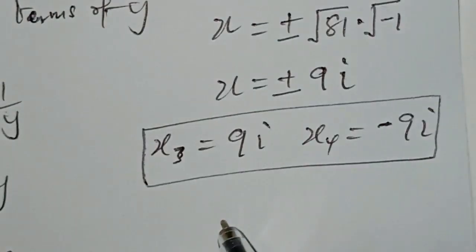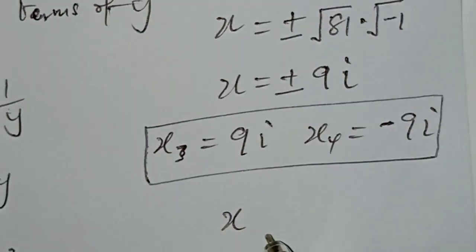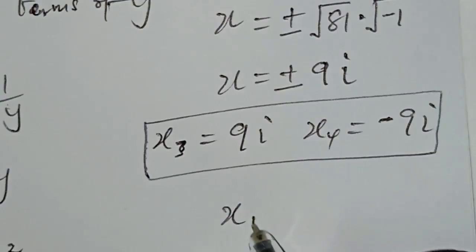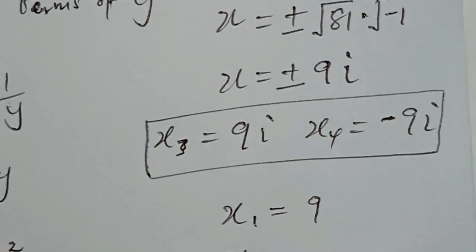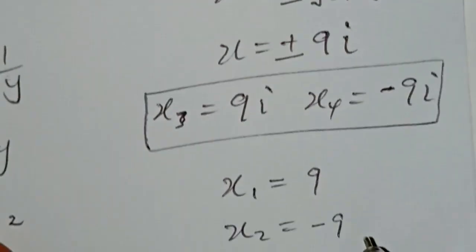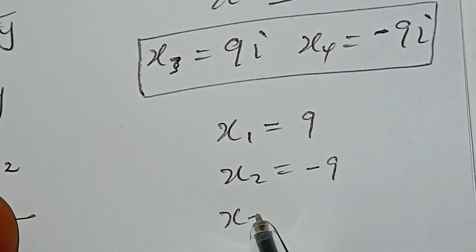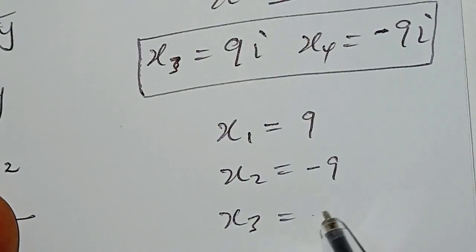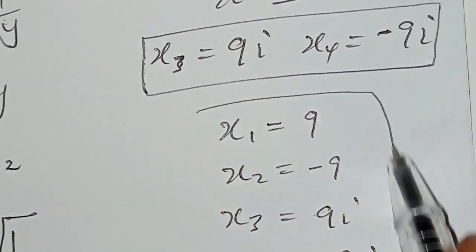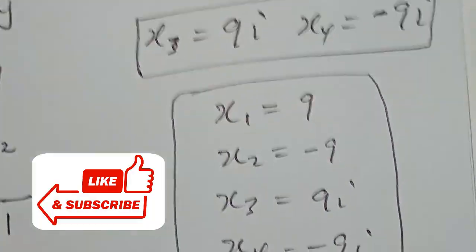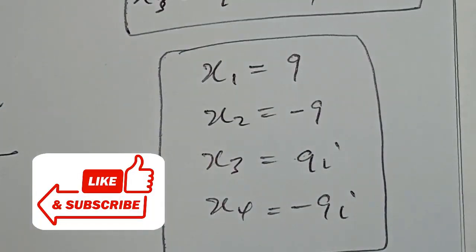So it means that our values of x for the shortcut are also given as x1 equal to 9, x2 equal to minus 9, x3 equal to 9i, and x4 equal to minus 9i. So these are all the possible values of x in our shortcut as well.